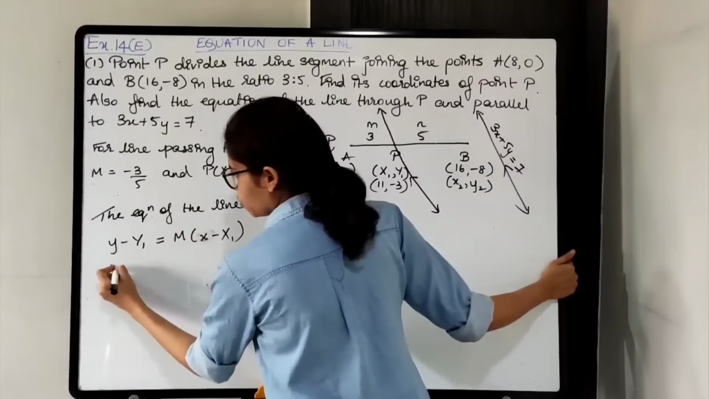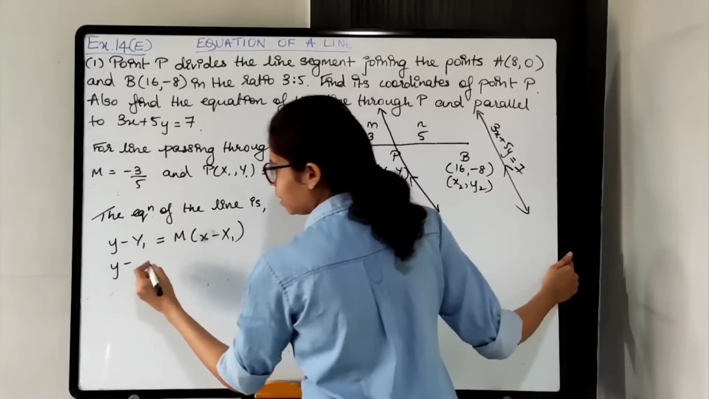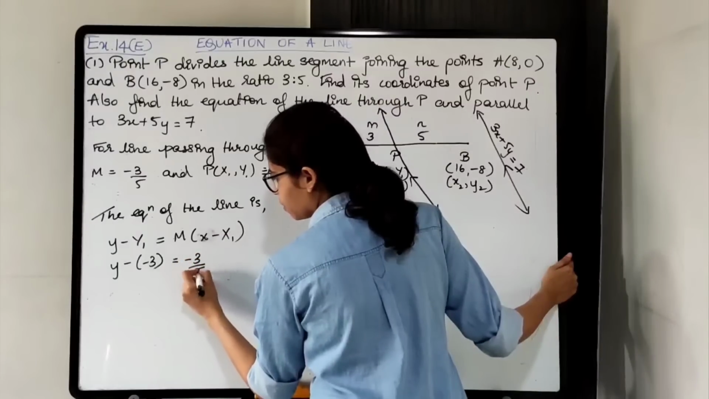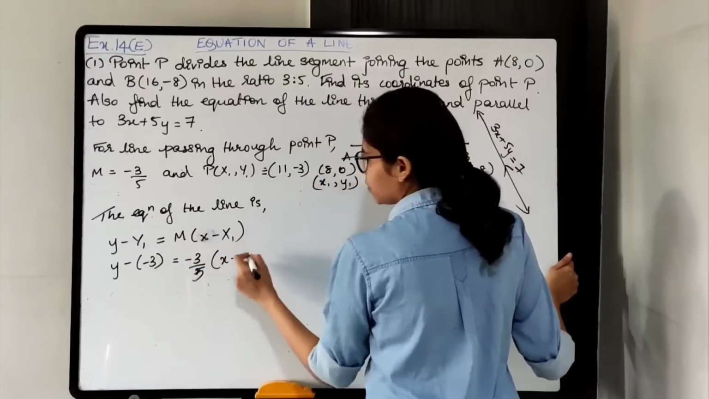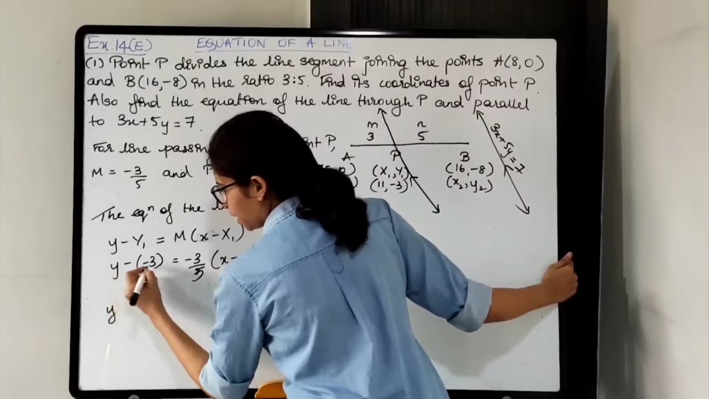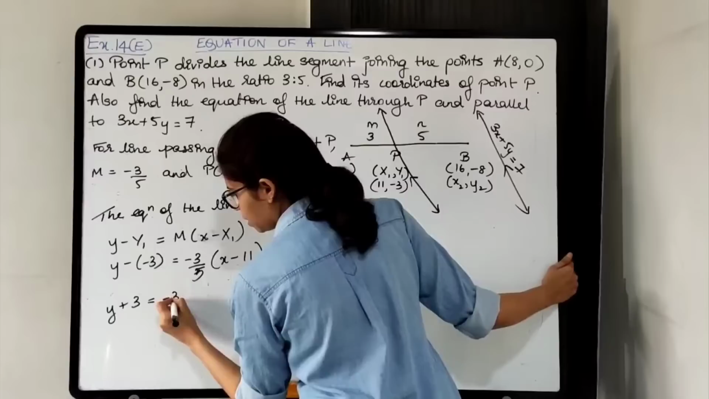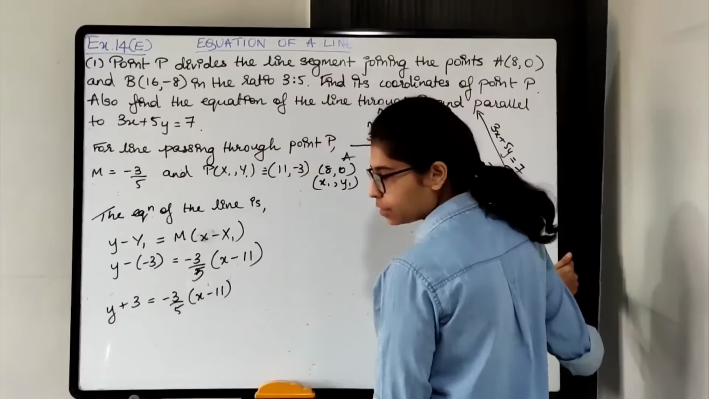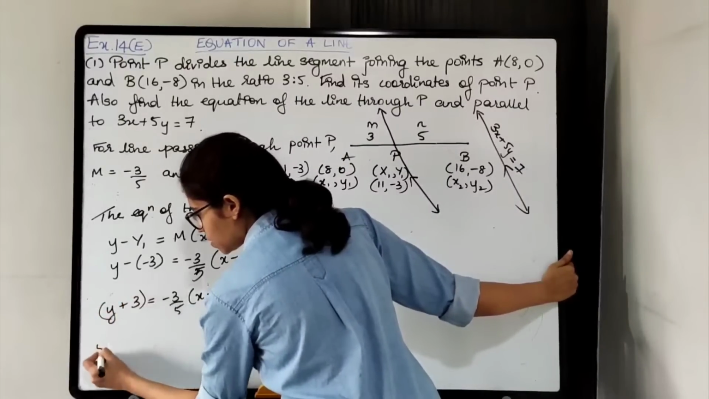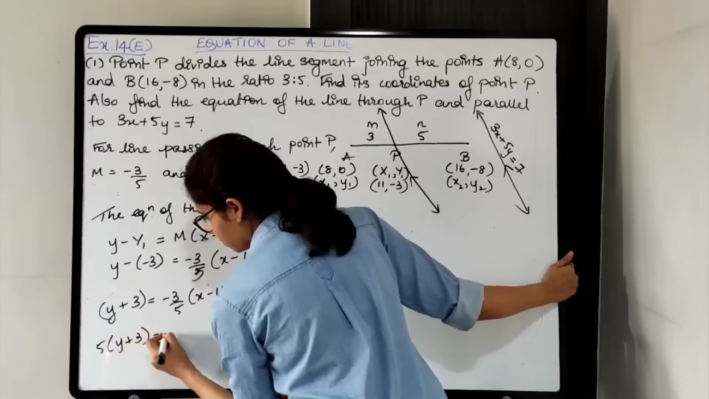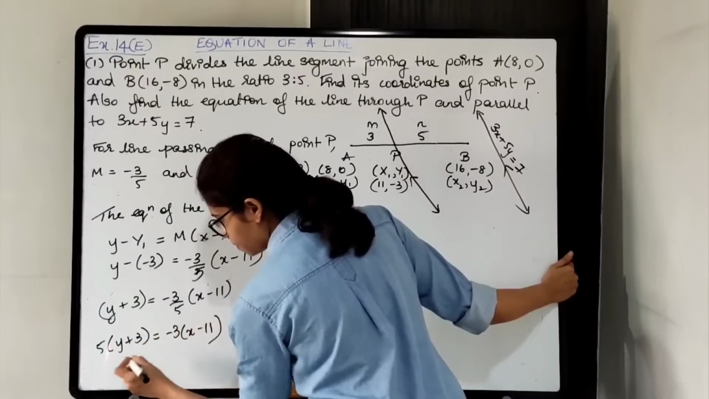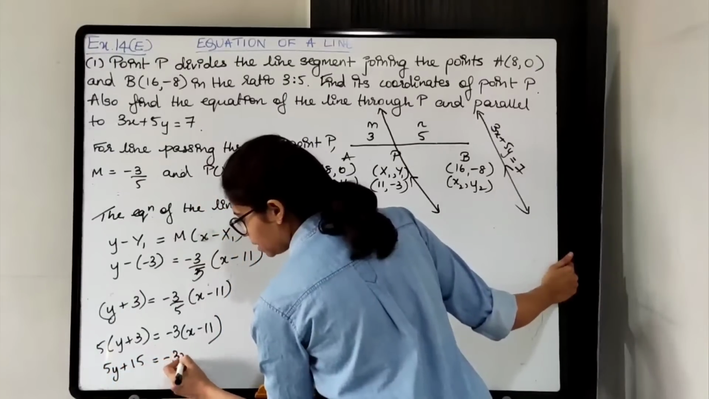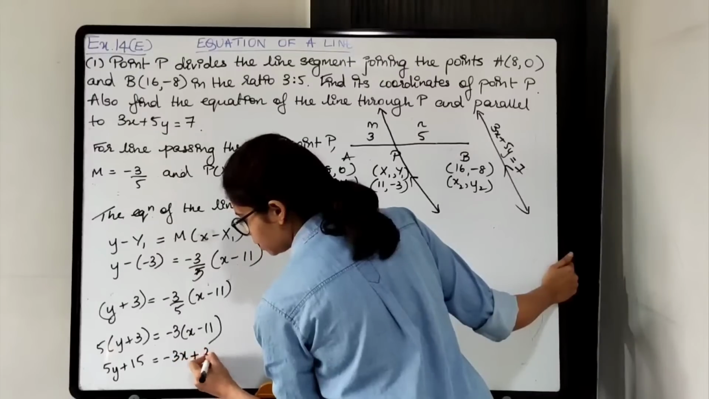Okay, so put the values. y1 है minus 3 is equal to m is minus 3 by 5 into x minus x1 is 11. माइनस माइनस प्लस हो जाएगा, so y plus 3 is equal to minus 3 upon 5 into x minus 11. Let's shift 5 over here. Okay, so put brackets. Opening the brackets, 5y plus 15 is equal to minus 3x, minus into minus plus, 3 11s are 33.